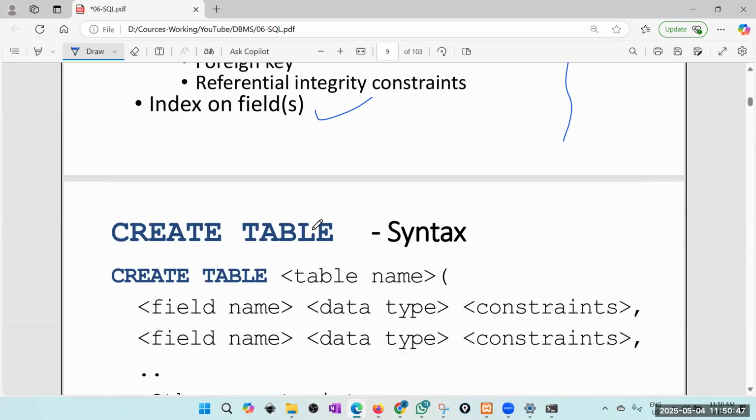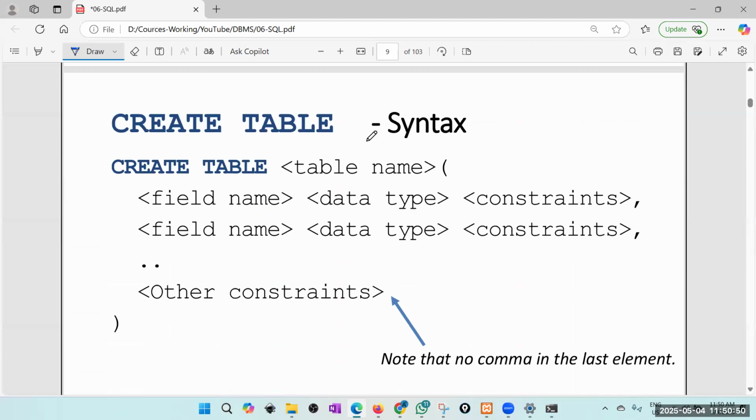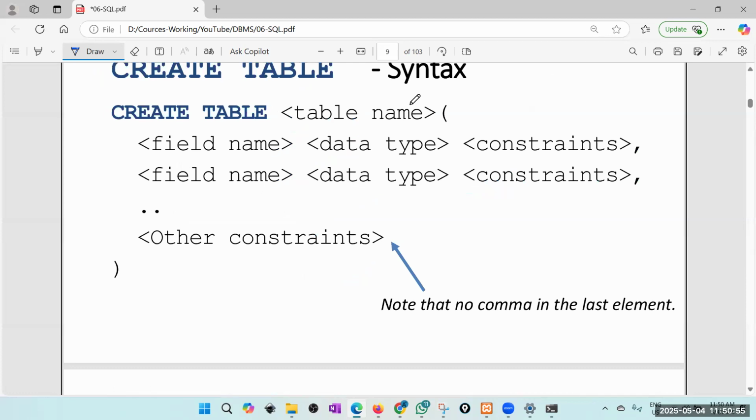So this is the basic structure of a create table statement. Create table, your table name, and within brackets you write your column name, its data type, and optionally any constraints, like not null, unique, primary key. So you can have any number of fields. Make sure that for the last one you don't have a comma, but all the others have a comma. Comma separates your fields. But the last one must not have a comma. If you have a comma, you will get a syntax error.